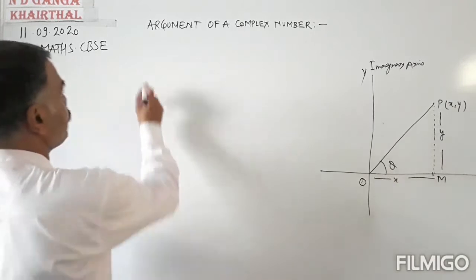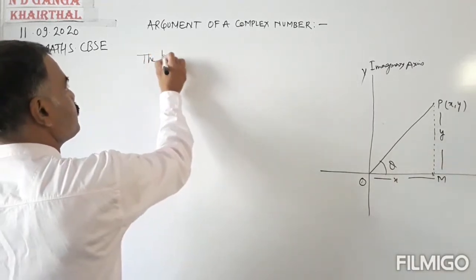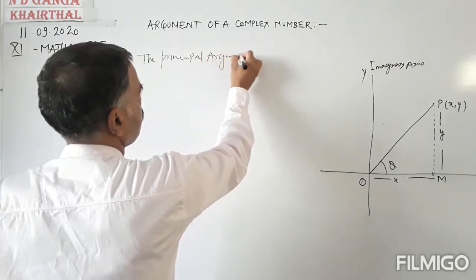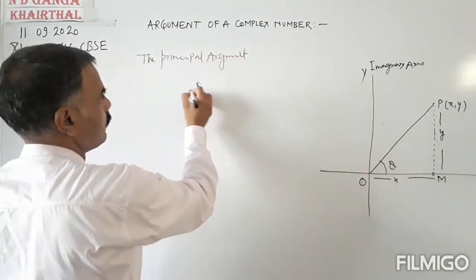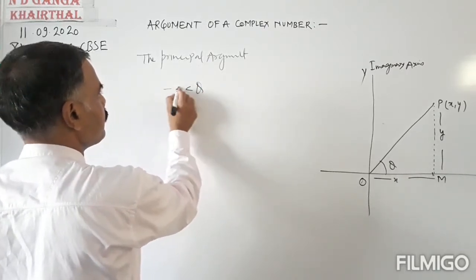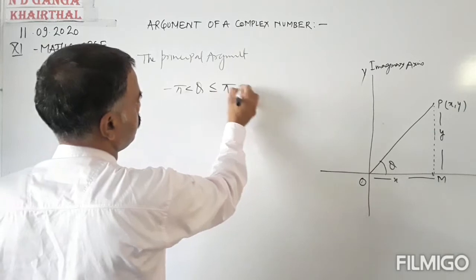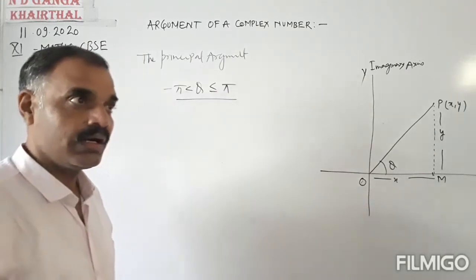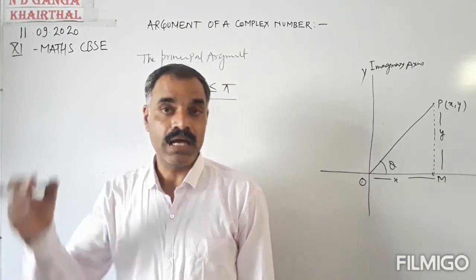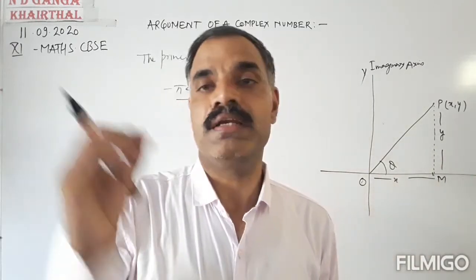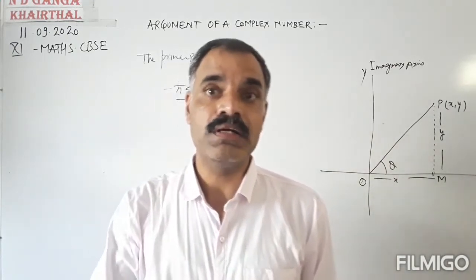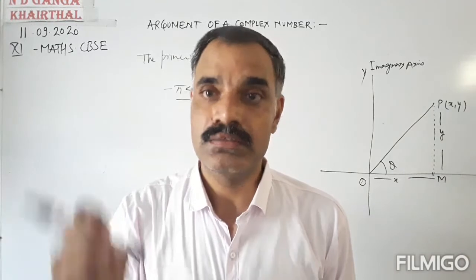The principal argument. Theta always lies between, this is greater than minus pi and less than or equal to pi. The argument or the amplitude theta which lies between minus pi and plus pi is called the principal argument or the principal amplitude.